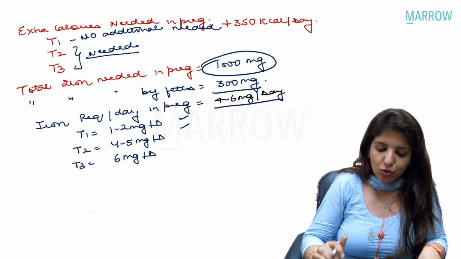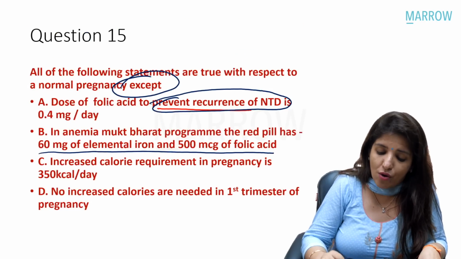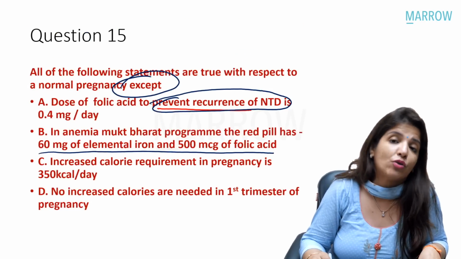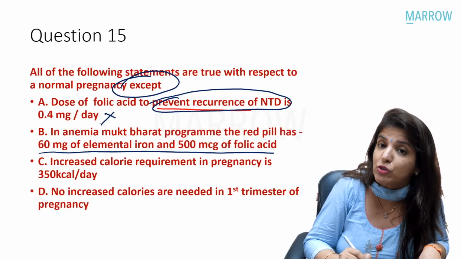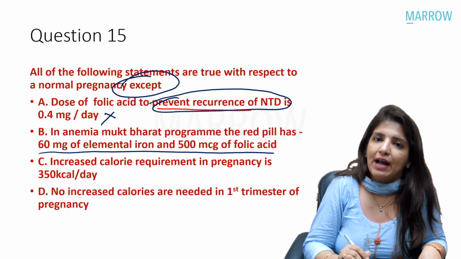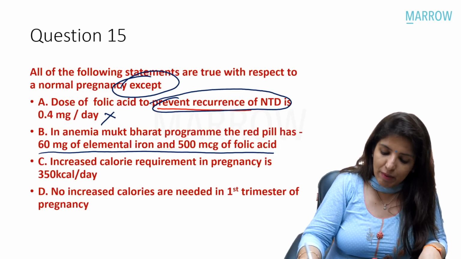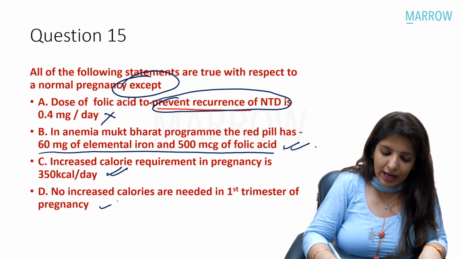So with this background, look at this question again. They are saying dose of folic acid to prevent the recurrence of neural tube defect. To prevent the recurrence of neural tube defect, the dose is not 0.4 mg per day. It is 4 milligrams per day. Right? Anemia Mukt Bharat program, this is right, and this is right.